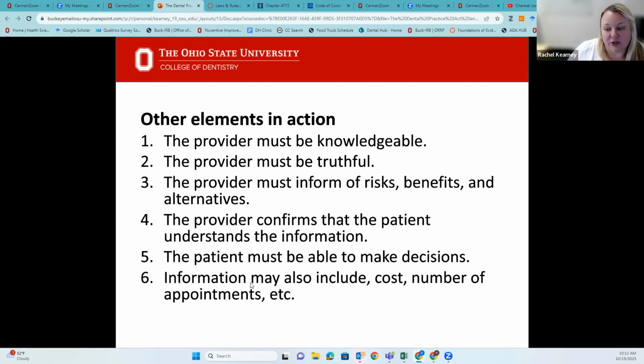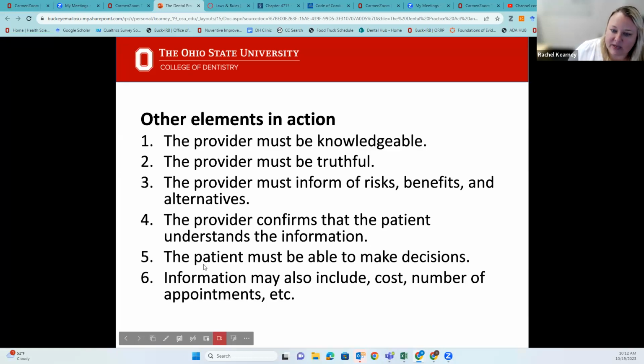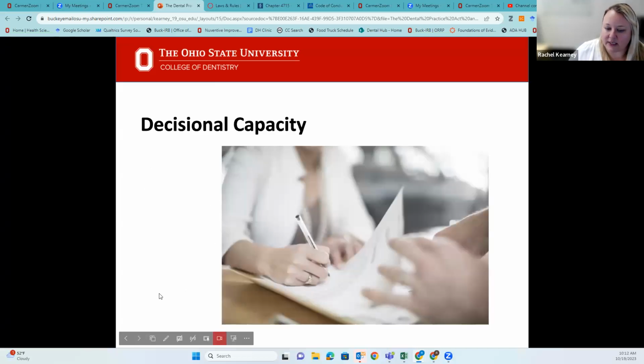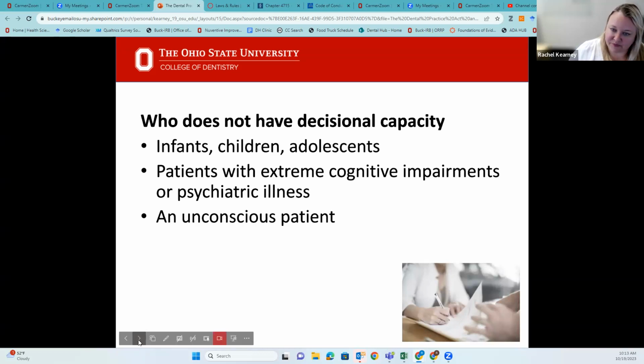And information could also include cost, number of appointments, those types of things, but it doesn't have to include that, but it frequently does include some of those things. When we talk about number 5, the patient must be able to make decisions. What we're really talking about is decisional capacity. So does the patient have the ability to make decisions? And decisional capacity is measured by patients being able to communicate a choice. They understand, they have some appreciation for what their decision is, and they can rationalize and reason their decision.